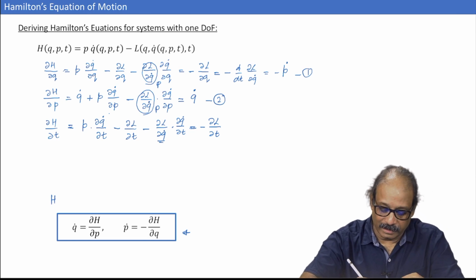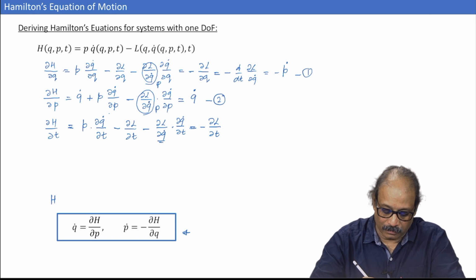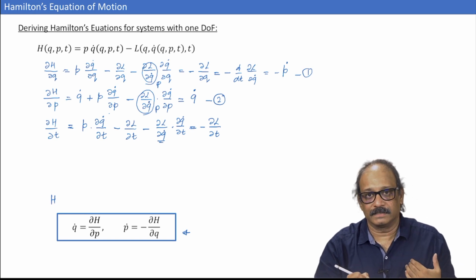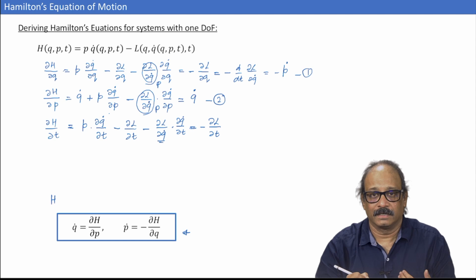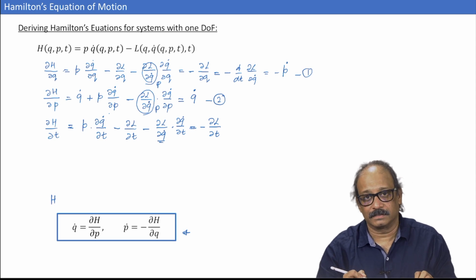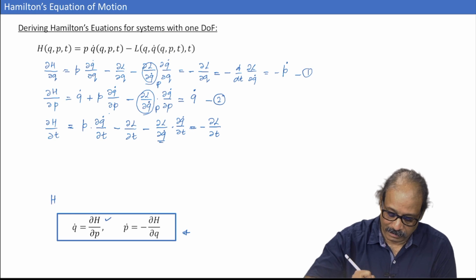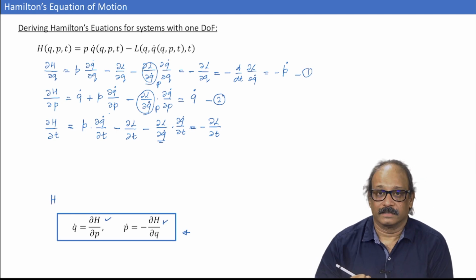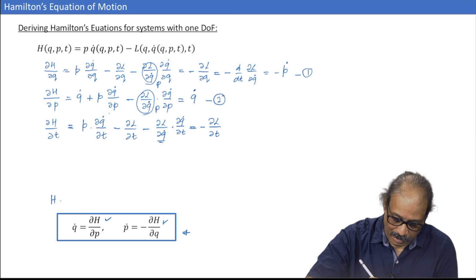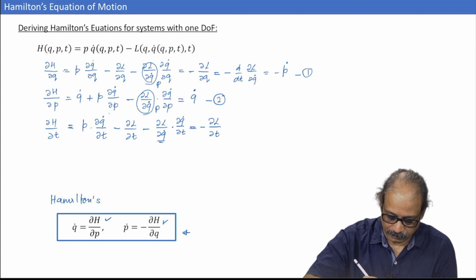So, we have now equations of motion which are called Hamilton's equations. So, I will collect equation number 1 and 2 and put them here in this form. I will put q dot on the left hand side, p dot on the left hand side, so that they look like differential equations in p and q. Okay. So, one equation is this and the other equation is this. These are called Hamilton's equations.